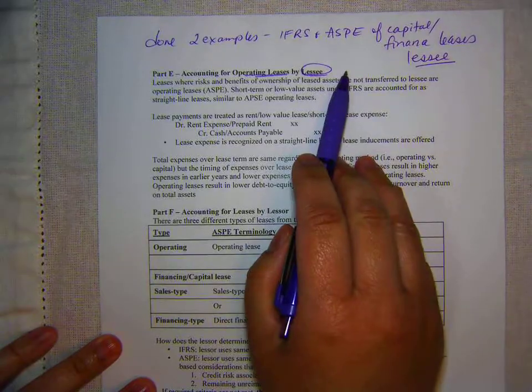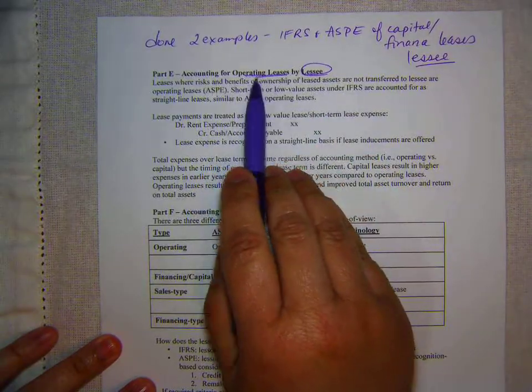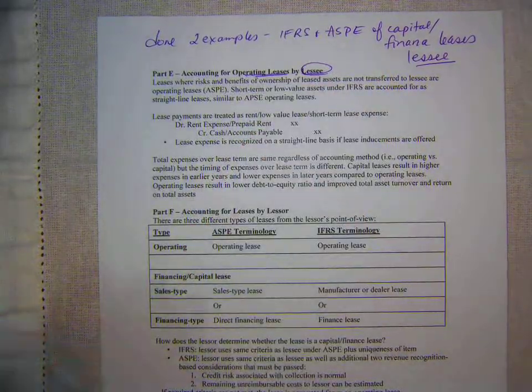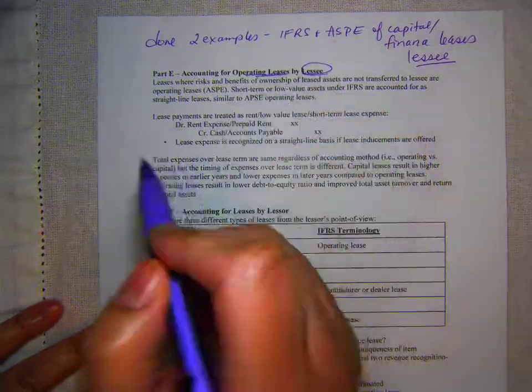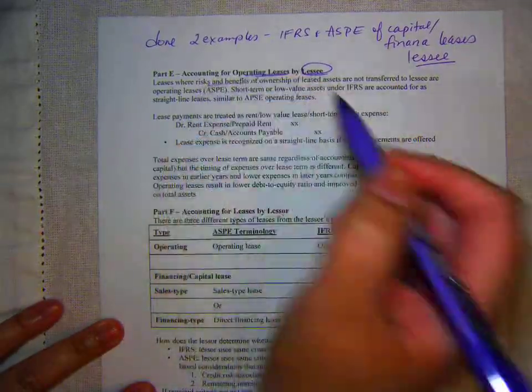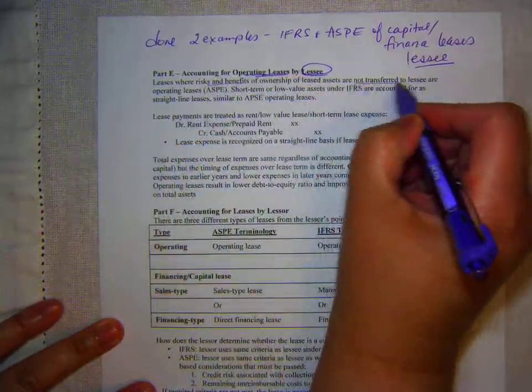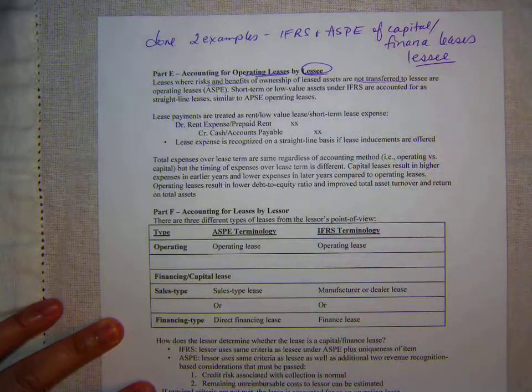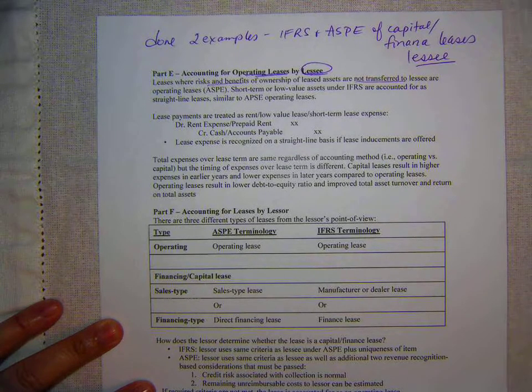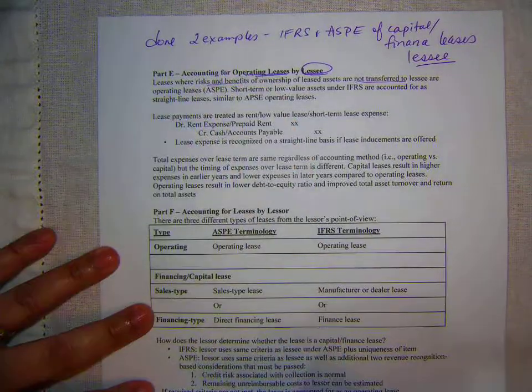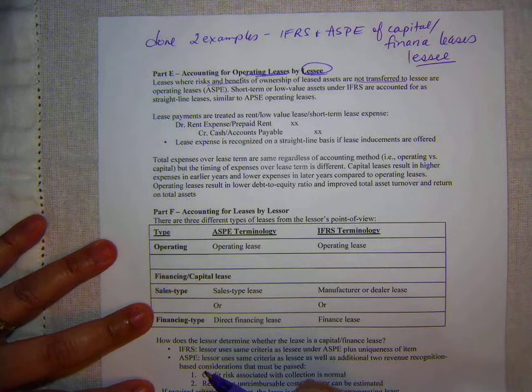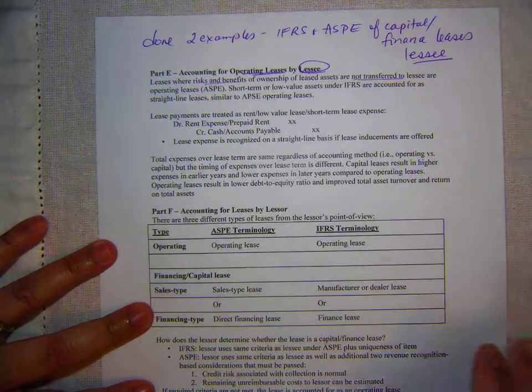So for ASPE, if the risks and benefits are not transferred, so those three criteria we looked at on the other page or in the last video, if there's no to all of them, then it will be treated as an operating lease. For IFRS, we're going to treat everything as a capital or finance lease unless it's short term, so less than 12 months, or low value assets.